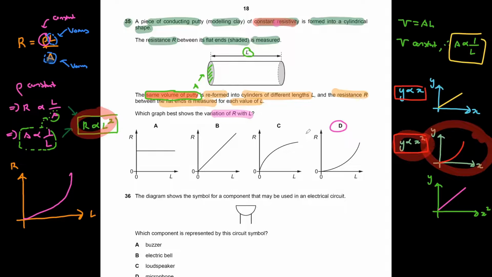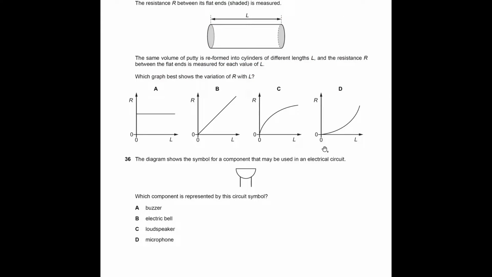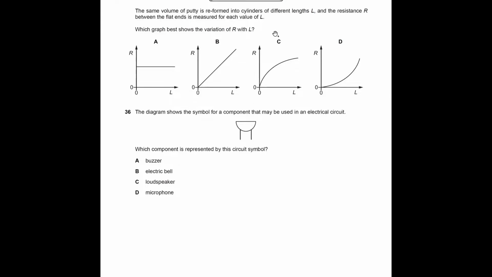Then after that, let me just go on to question 36. Question 36 is actually a very simple one. So I'll clear off the diagram here. Okay, now in question 36, they mentioned to you that the diagram shows the symbol for a component that may be used in an electrical circuit. Which component is represented by this circuit symbol? Okay, so this question is really just about you knowing what circuit symbols represent what component. Questions like this have almost always never come out, but somehow is coming out for this current year.